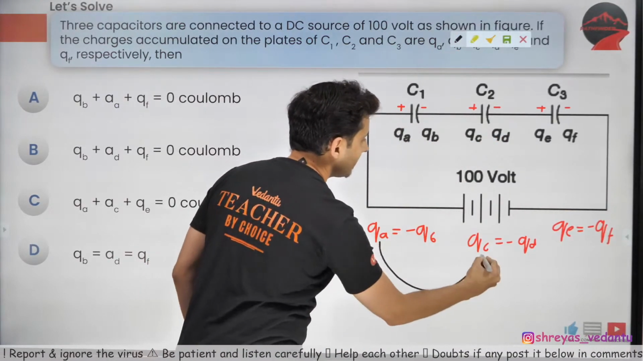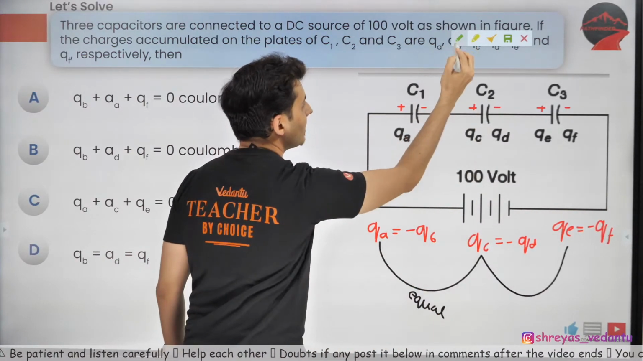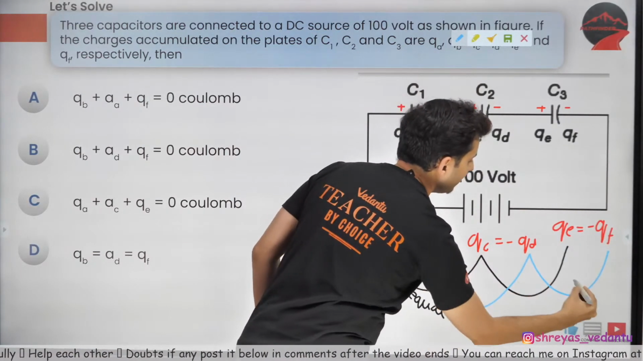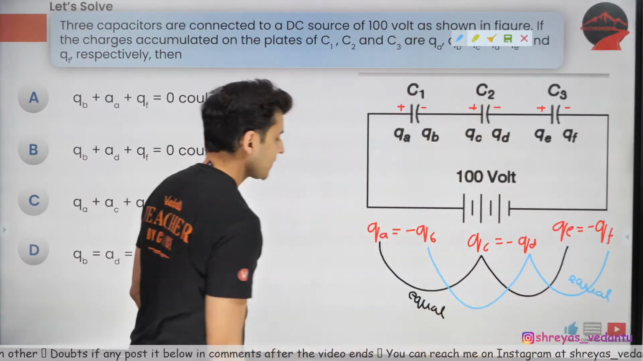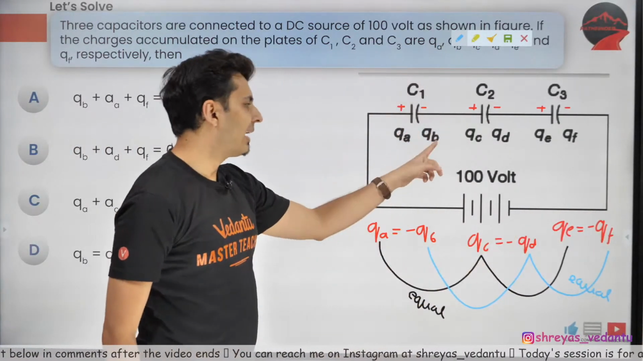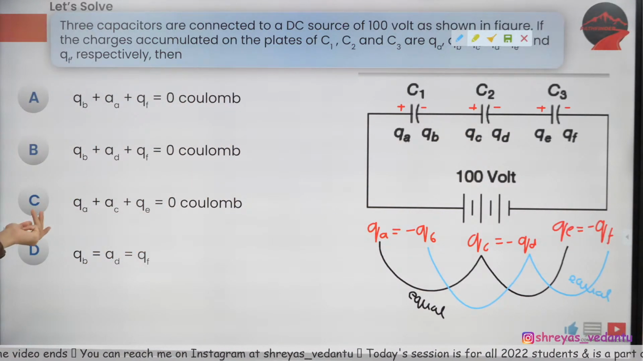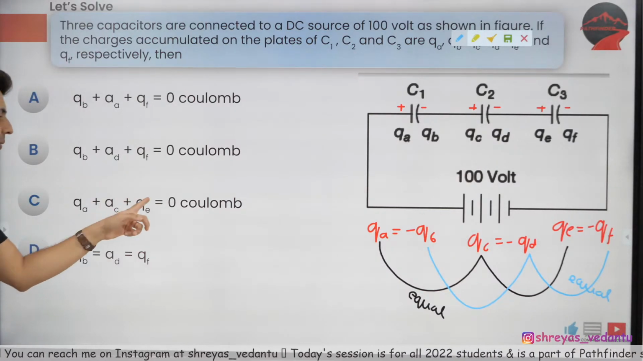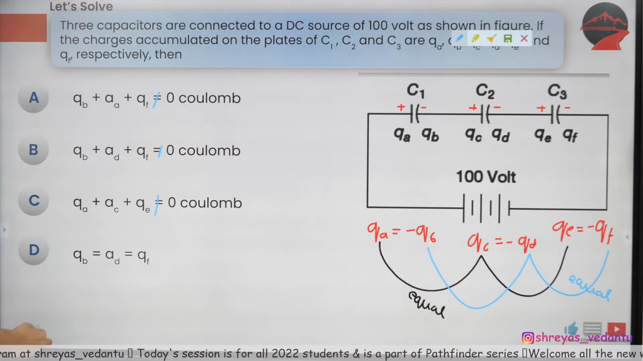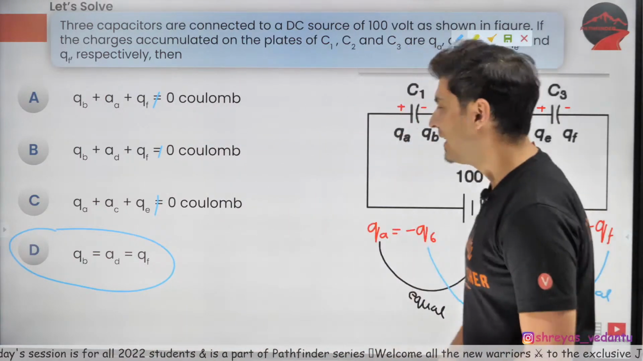But these three, A, C and E, they all will be equal, and obviously these three, QB, QD and QF, are also going to be equal. So I think B, D, F are all equal. Obviously A, C, E are also equal, but there is nothing like that over here. In fact, if you add QA, QC, QE, you will not get 0. This is not 0, this is also not 0, this is also not 0. So A, B, C are wrong. Only option D is obviously the correct option. That's it. Excellent, my warriors.